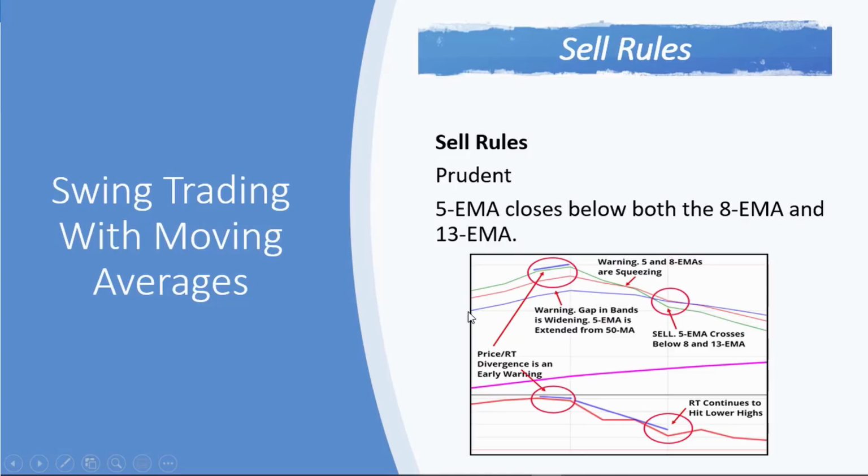So here's what it looks like. Tail end of the uptrend. 5 is above the 8. The 8's above the 13. The warning signal here is the gap in the bands widening. The 5-day EMA is extended from the 50-day EMA.